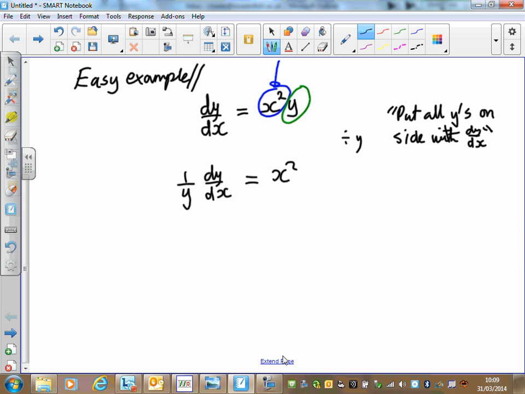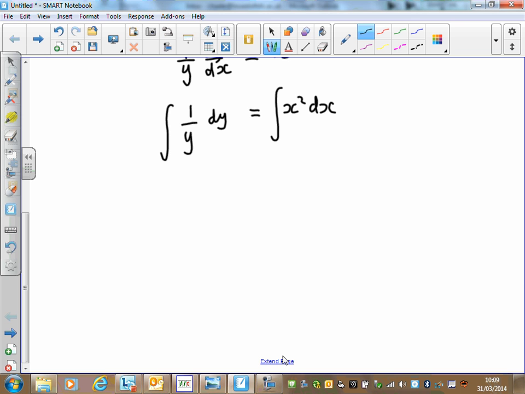Integrate both sides. We integrate both sides with respect to x. Now what happens then, and we don't have to write this down each time, but if we integrate with respect to x, the dx is cancelled, so the left-hand side becomes the integral of 1 over y dy, and the right-hand side is the integral of x squared dx. And from now on in, really, it's using your core 3 methods of integration to be able to solve this problem. And that's why we had to do integration in core 4 again, because you have to remember all these methods.